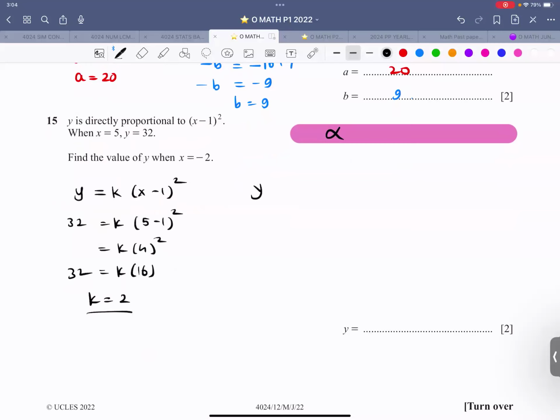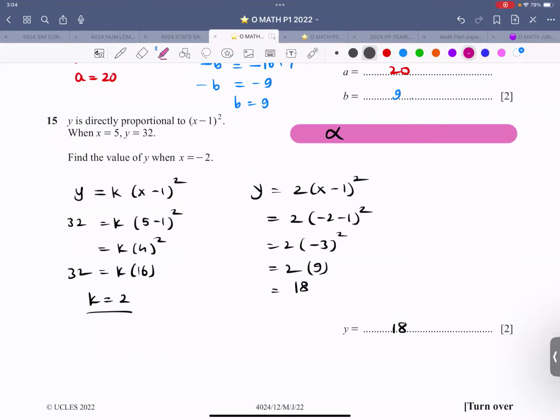Now I'll write y is equals to 2 times x minus 1 whole square. Find the value of y when x is minus 2. So this is 2 times minus 2 minus 1 whole square. This is 2 times minus 3 whole square. This is 2 into 9, which comes out to be 18. So the answer over here is 18.